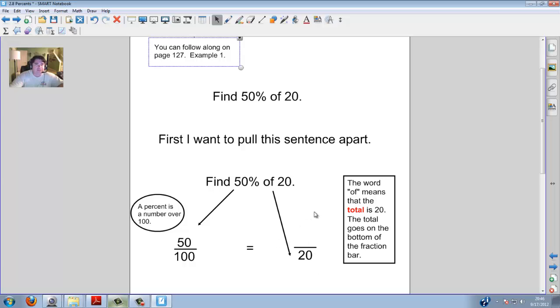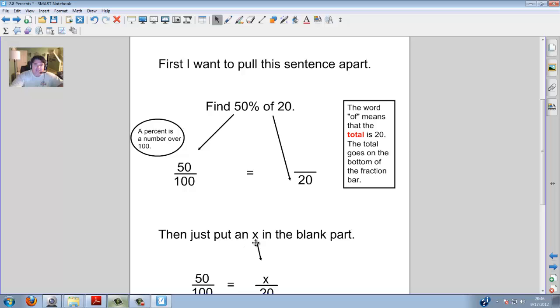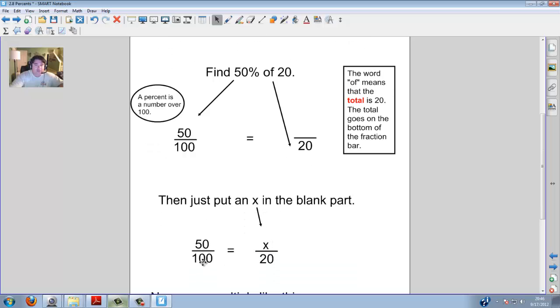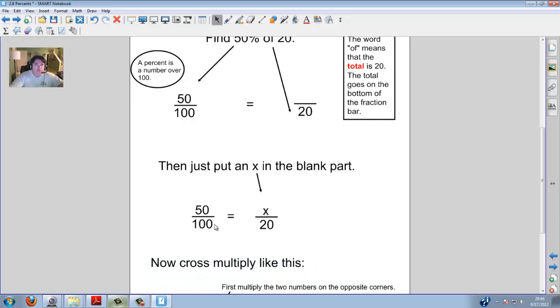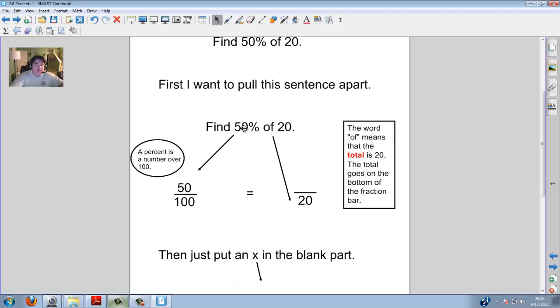Understand that a fraction is part over total. So part over total, we know the total is 20. We don't know the part. So just put an X in the blank part for now. So I have 50 over 100 equals X over 20. Alright, fair enough. These have to be equal because it says 50% of 20.